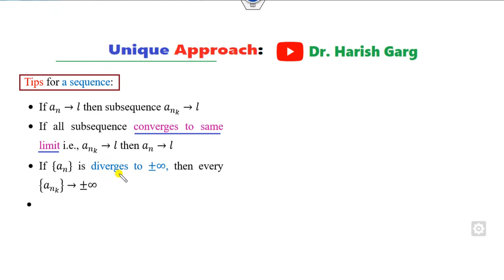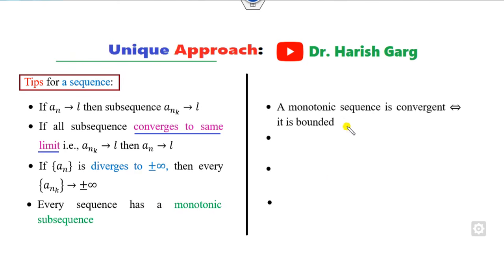If you prove that a_n diverges to either +∞ or -∞, then every subsequence also diverges to +∞ or -∞. Every sequence has a monotonic subsequence. Whether or not the sequence itself is monotonic, it has a monotonic subsequence. A monotonic sequence is convergent if you prove that it is bounded. What is the meaning of that?